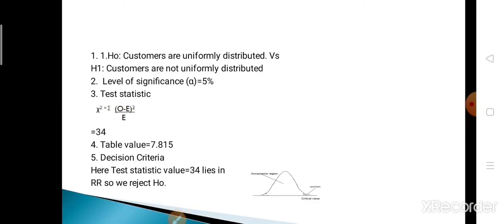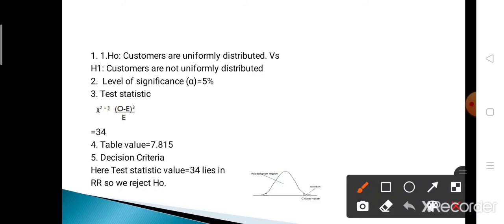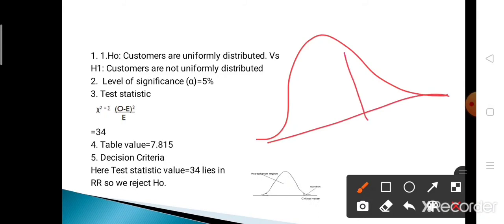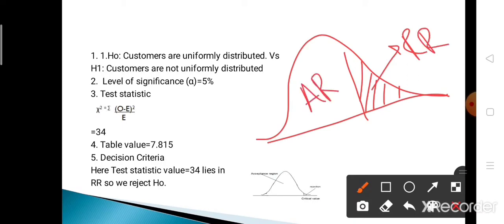Okay, now the last is the decision criteria. So what is the decision criteria? The chi-square test for goodness of fit is always a one-sided right-tailed test. So only one rejection region is there on the right side, and the left side part is the acceptance region, and this point is the positive table value, and the table value is 7.815.